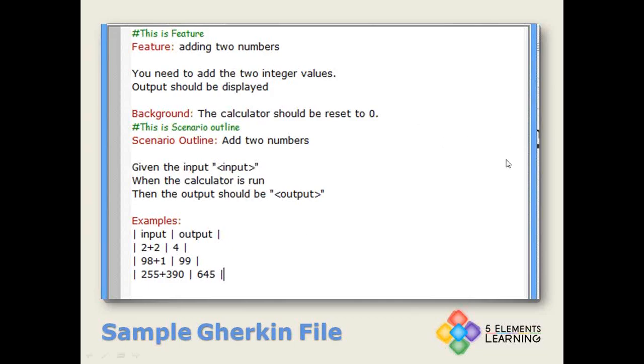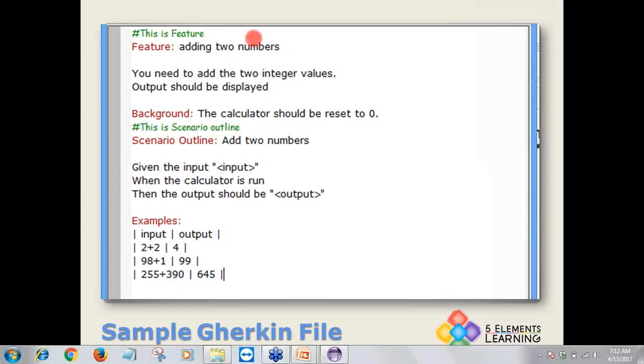You have got a feature available which says adding two numbers. Then you have got feature description available. Then you have got a background available. So the calculator should be reset to 0. What is available at the background will get executed always as many data sets are available. So in examples, if we have got 3 data sets available, the program will run thrice, and every time before the run of these 3 steps, the calculator will be reset to 0.